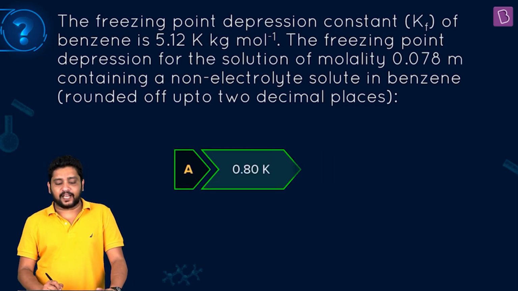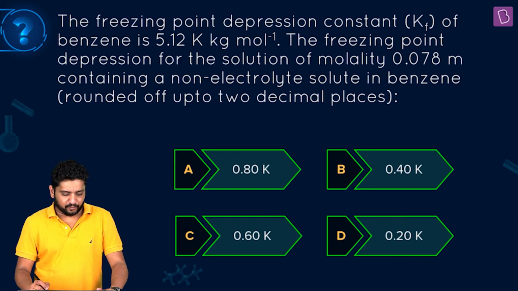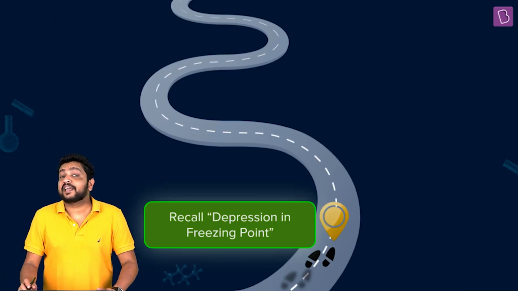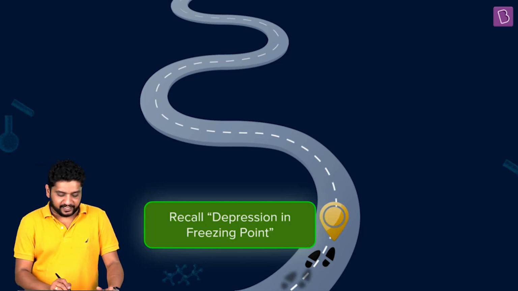Right, so what is happening here? Obviously options are given to us: 0.8 Kelvin, 0.4 Kelvin, 0.6 Kelvin, 0.2 Kelvin. Now let's see what is happening here. We are trying to see the depression in freezing point. As I promised you, we will be looking at the answer and also the relevant theory associated with it.